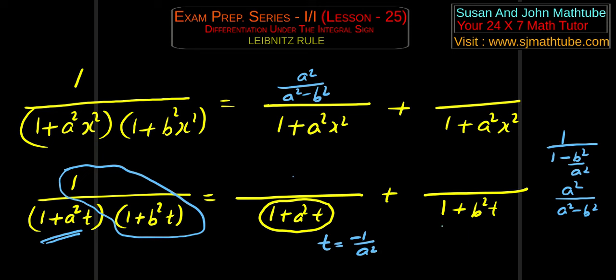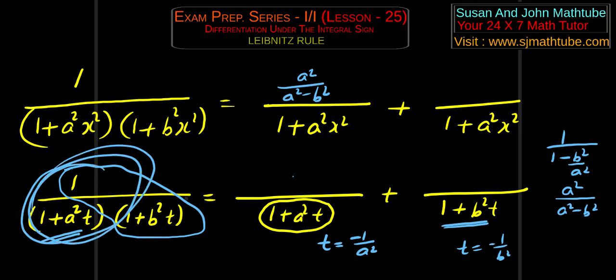Okay, now tell me, when will this become 0? Of course, t is equal to minus 1 by b square, and I plug in here. So we get 1 by 1 minus a square by b square. So we get b square by b square minus a square, which I can write as minus b square by a square minus b square. Of course, I am sure you understood this. It's not rocket science. I just made a minus b into b minus a, so the negative came.